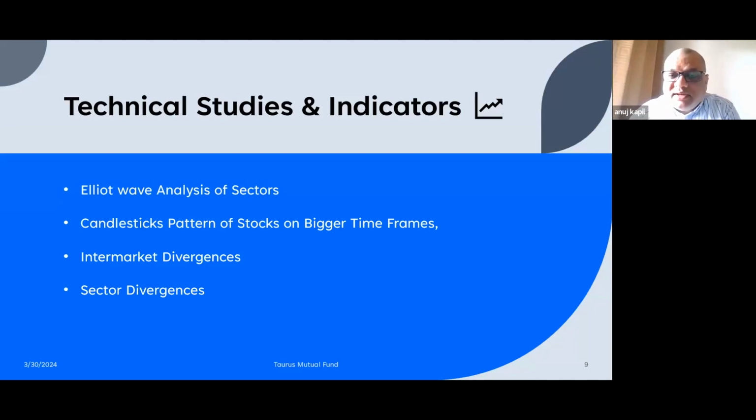So these are the things in technical studies where we find the indicators on a larger framework, not on a stock basis, but on a sectoral basis. So we get to know which sector is going to perform better in the coming 2 or 3 quarters or 4 quarters, or let me say 2 to 3 years.